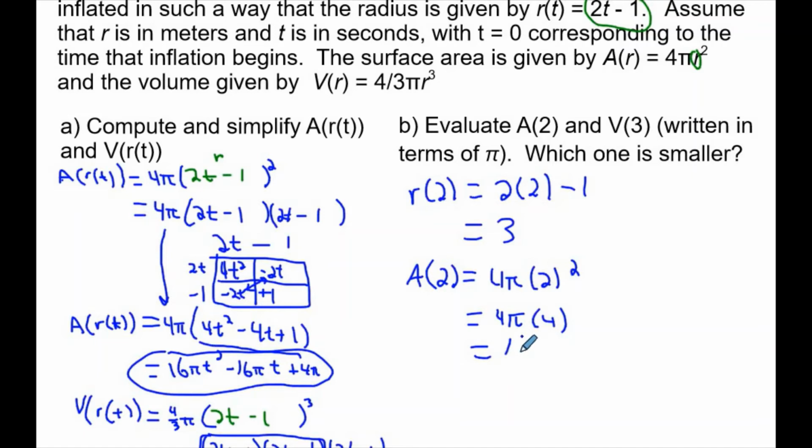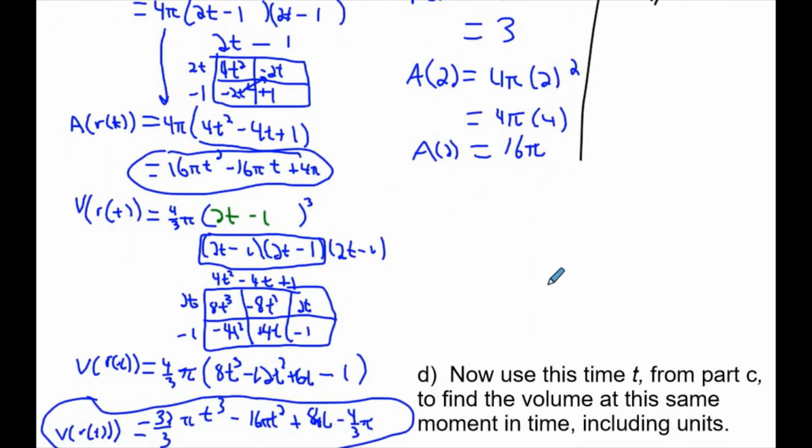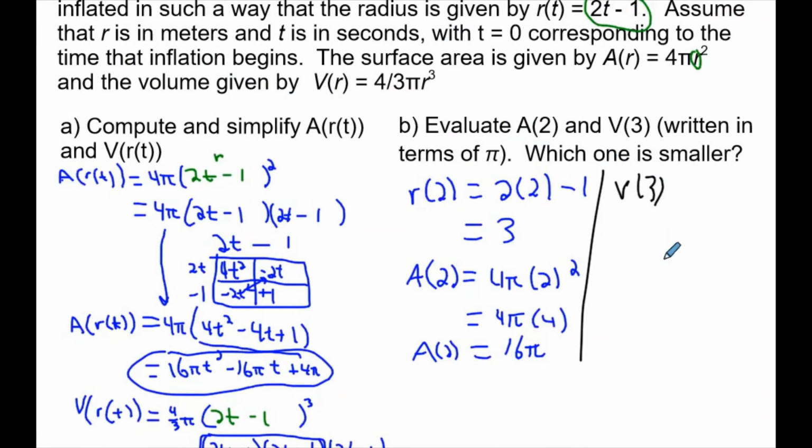Notice it wants it in terms of pi. So you could also have taken the 2 and put it into here as well. And you would have gotten the same answer, but obviously it would have been more complicated in there. Okay, so to find the other one, I'll do that in a different color. To find V of 3, same idea. I'm going to put the 3, it could go into this, okay? Or I could put the 3 into here and then put that into there. So that would be 2 times 3 minus 1. So R of 3 would be 6 minus 1, or 5.